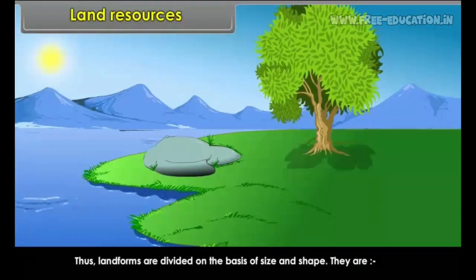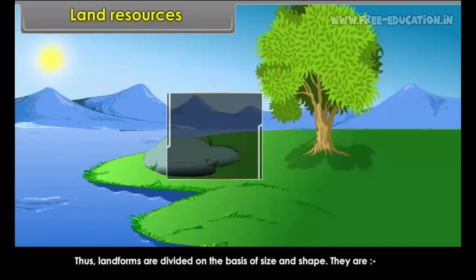We find a variety of landforms on the surface, and these landforms vary in shape and size. Thus, landforms are divided on the basis of size and shape. They are mountains, plateaus and plains.